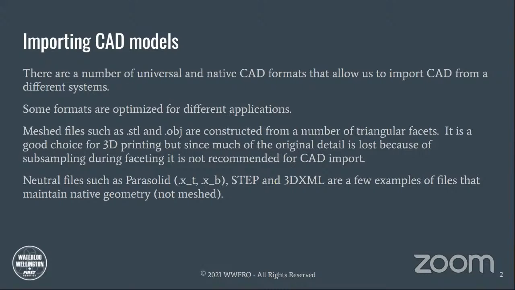There are some files called neutral files, such as a Parasolid, which would be x_t for the text Parasolid, or x_b for a binary, a STEP, or 3D XML, which is what xDesign tends to like. And that kind of maintains the geometry. So if you have a circle and you keep zooming in on the circle, you'll never get down to individual triangles or pixels. It'll always remain a circle.